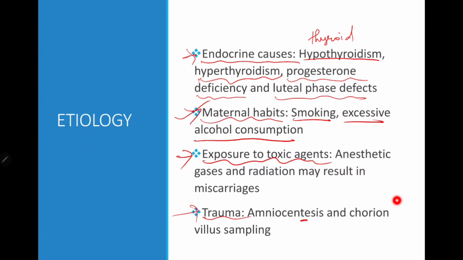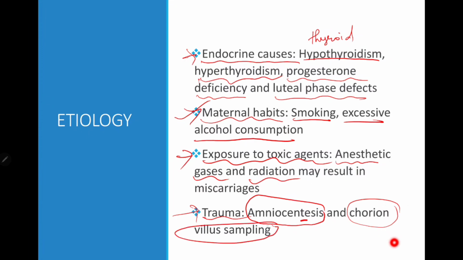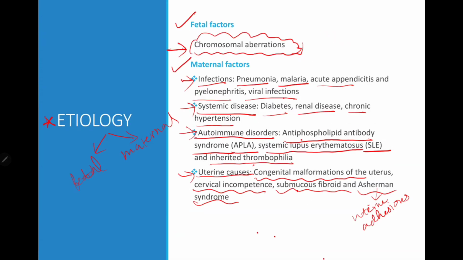In maternal habits, we have smoking and excessive alcohol consumption. Exposure to toxic agents such as anesthetic gases and radiation may result in miscarriage. Trauma, especially in these two procedures, is very common, leading to abortion: amniocentesis and chorionic villus sampling. So the causes are endocrine causes, maternal habits, exposure to toxic agents like anesthetic gases and radiation, and trauma. I am going to revise the maternal factors alone.